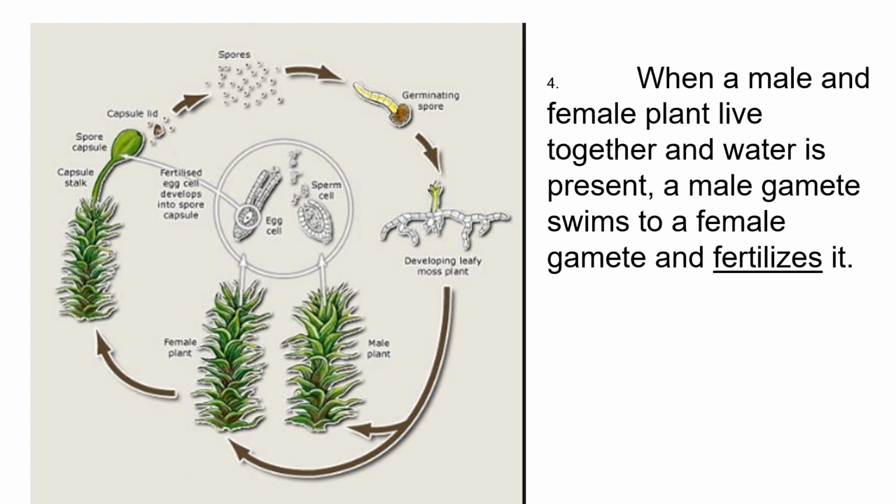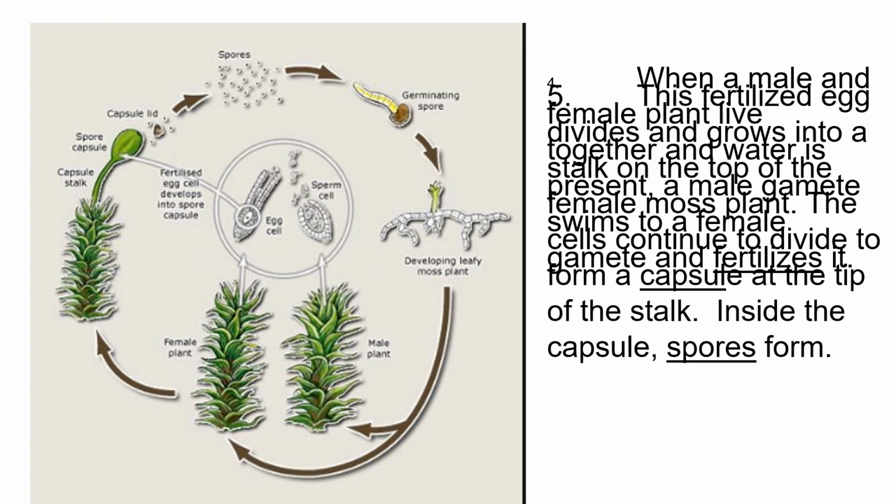Stage 4, when a male and female plant live together and water is present, so that means basically these stalks have been covered up by water, giving the sperm something to swim in. A male gamete, which is the sperm, swims to a female gamete and fertilizes it. That's going to be pretty much this stage right here.